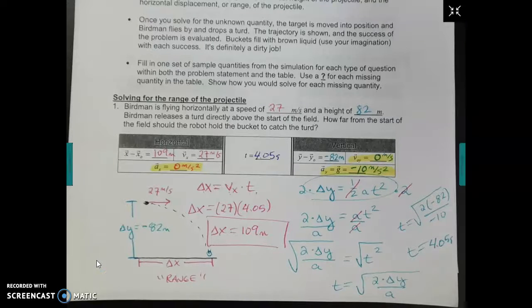I'm going to do two more videos, one that shows you how to find the speed of the projectile, and then the third video to help find the height from which the projectile should be launched. I hope that helps, and I'll see you on the next video.